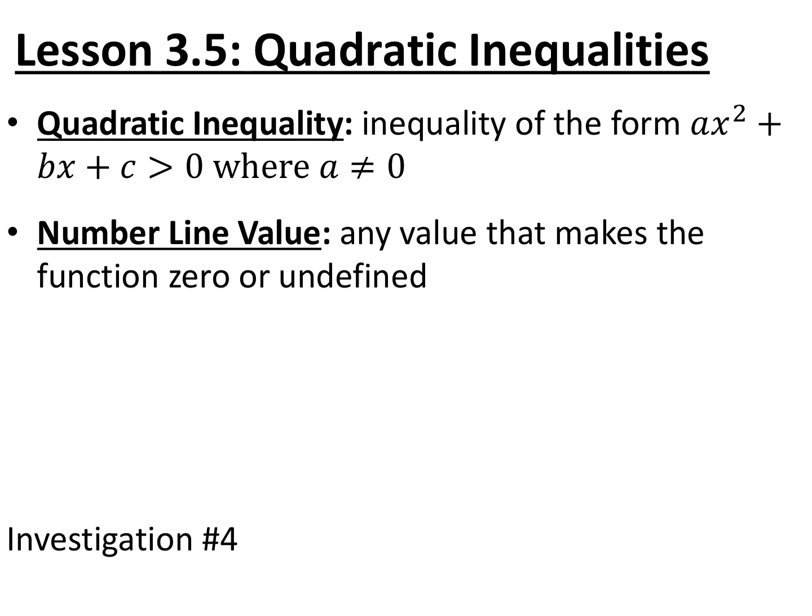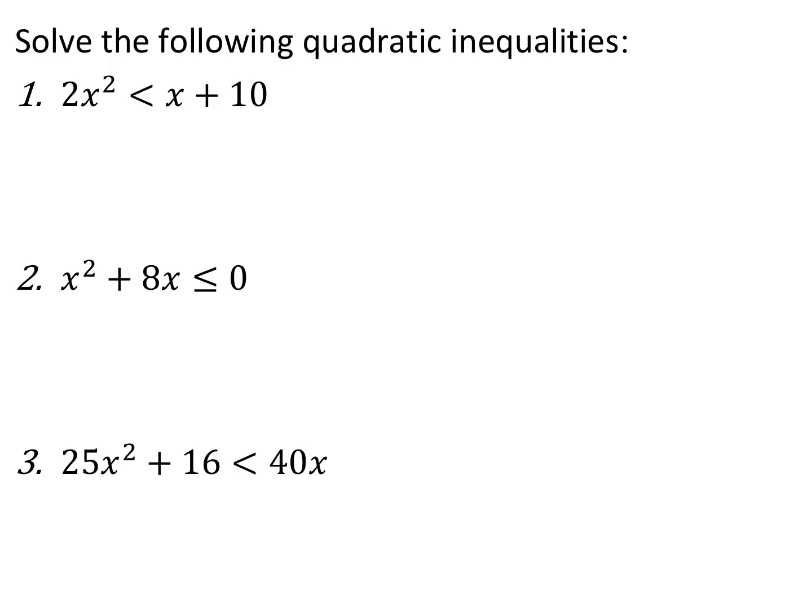to 0. A number line value is any value that makes a function 0 or undefined. For quadratic functions, there's nothing that makes it undefined, so we're going to be focusing on what makes that quadratic function equal 0. So when we solve quadratic inequalities, the first thing we always want to make sure is that one side is equal to 0.